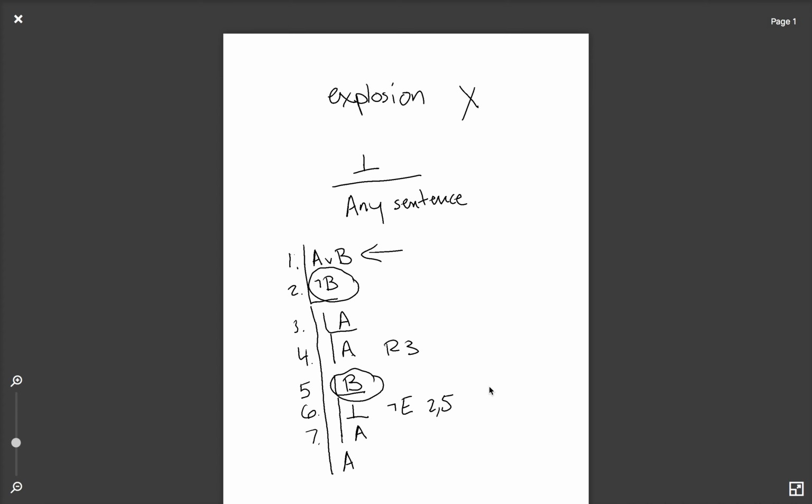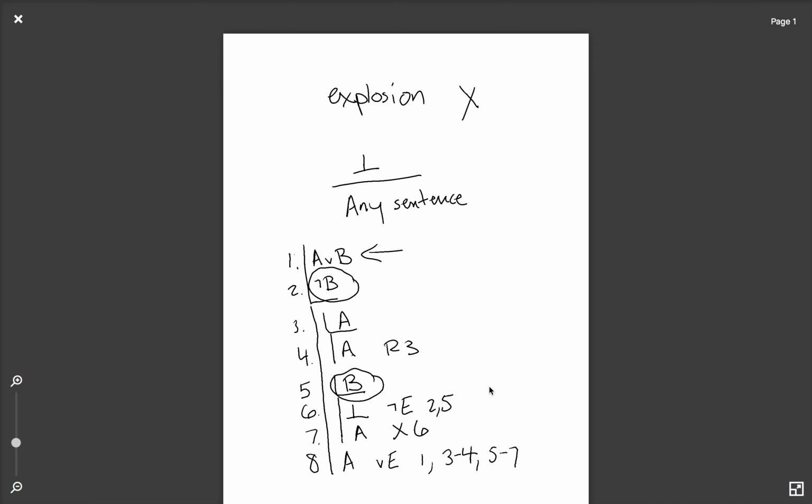Well, luckily, the explosion rule says that from a contradiction, anything will follow. So you just write whatever you're trying to prove. In this case, it's A. A by explosion on line 6. And you just cite one line. You cite the line that has the contradiction on it. Then I've completed my proof here. So I cite the disjunction, the first subproof, and the second subproof.